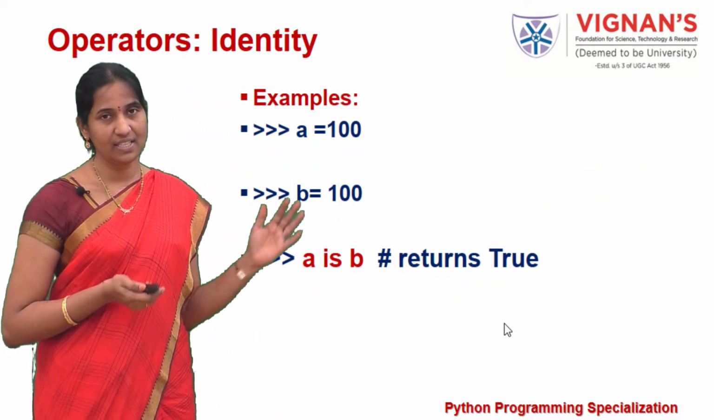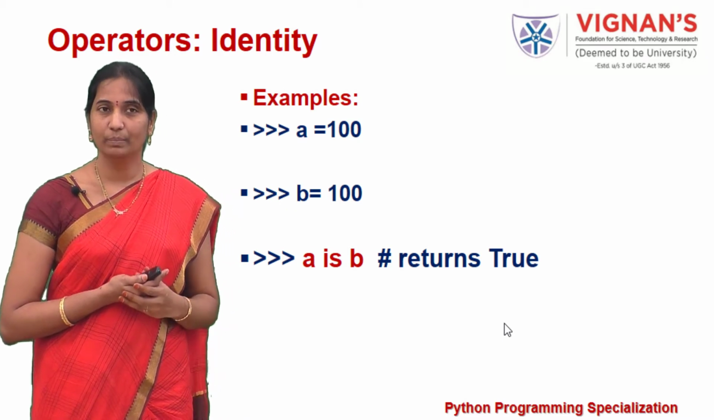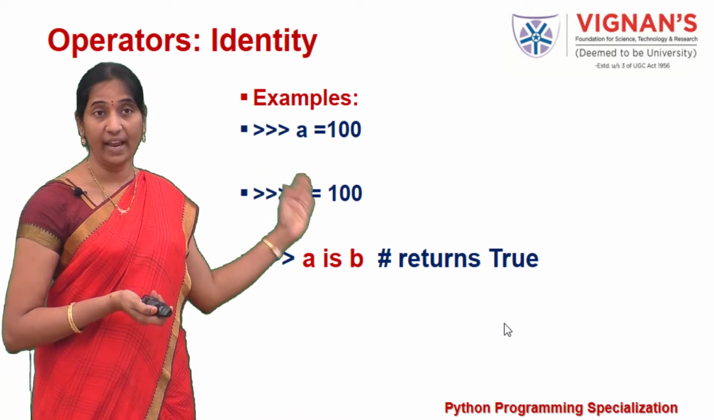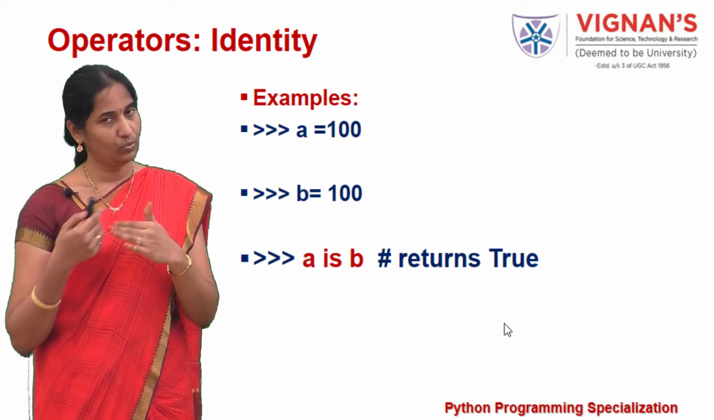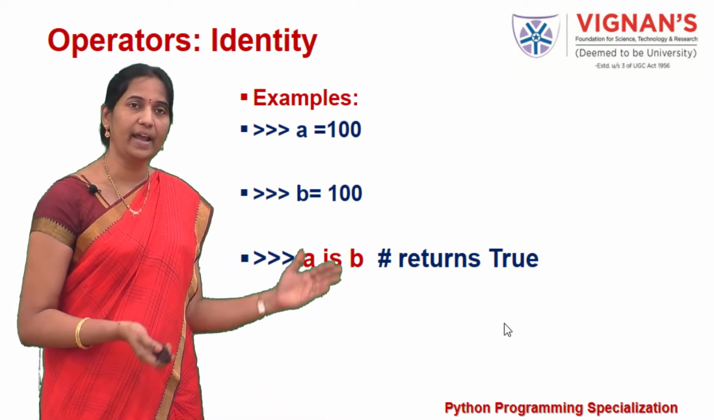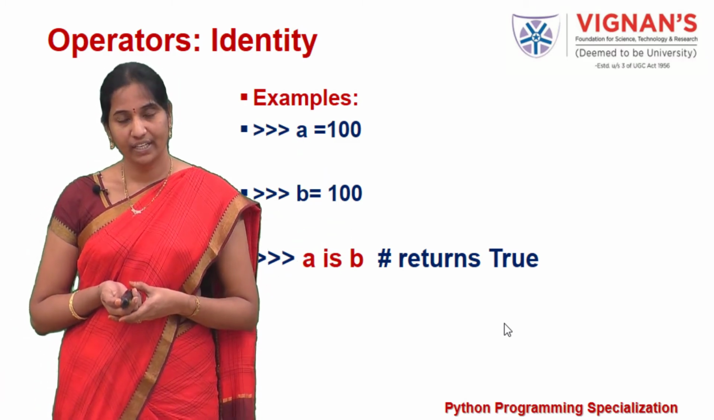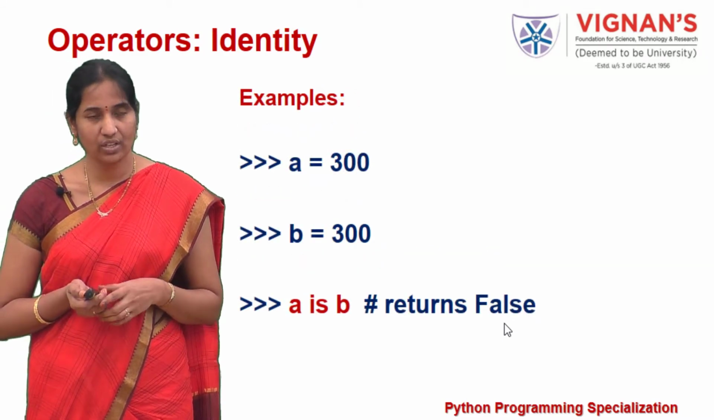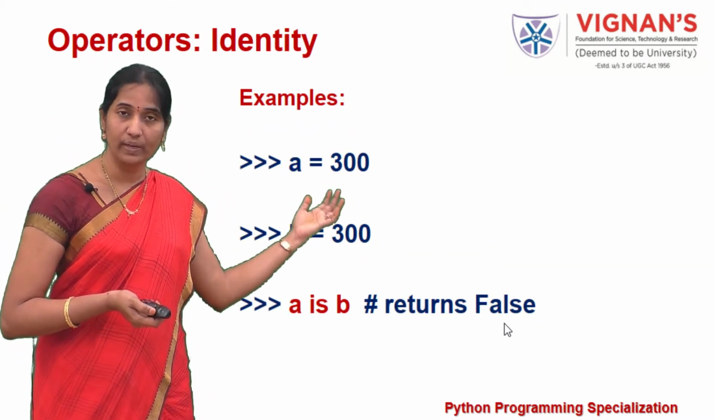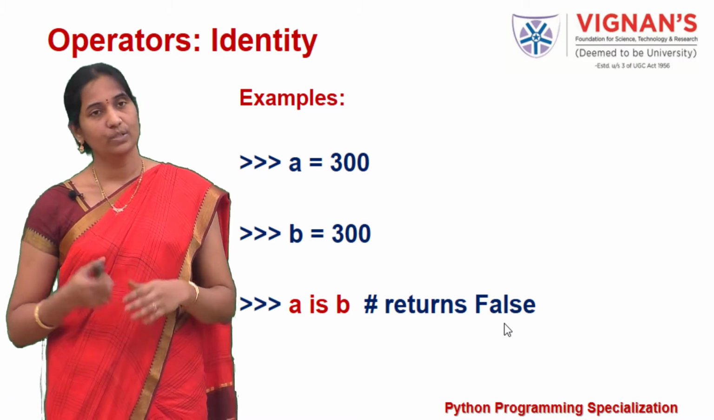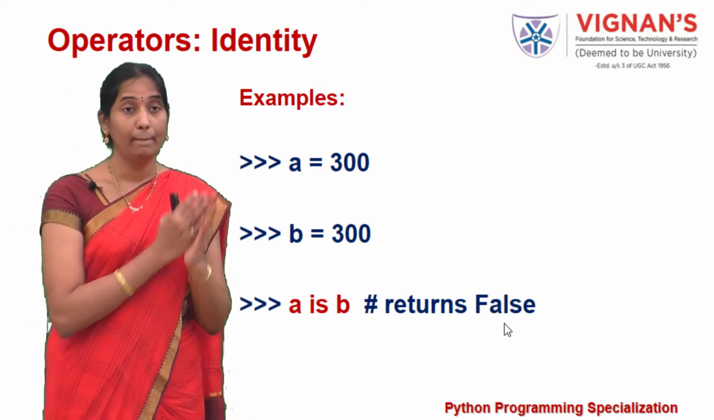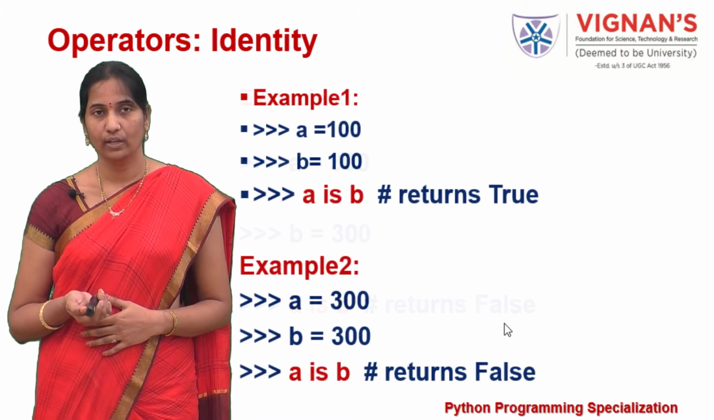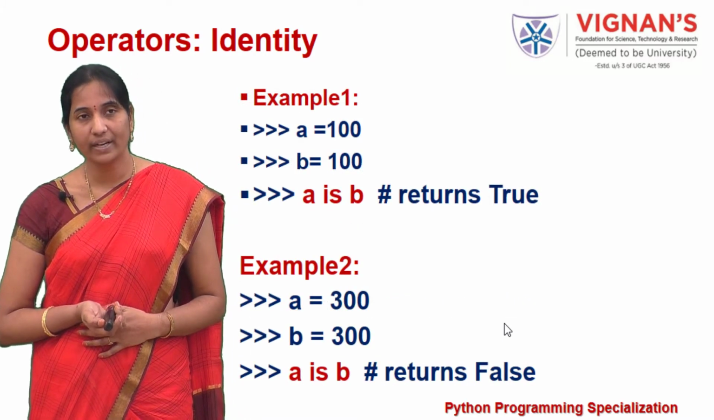Now consider this example, A equal to 100 and B equal to 100. Of course I am assigning the same value to both A and B, right? So we assume that the same object is created and you are assigning different names to that, and that's how A is B is returning true. But quite interestingly, when I do this, A equal to 300, B equal to 300, I am assigning the same value here also. But when I check the identity of these objects, it's returning a false value. So what is the reason for that? We need to understand that, right?